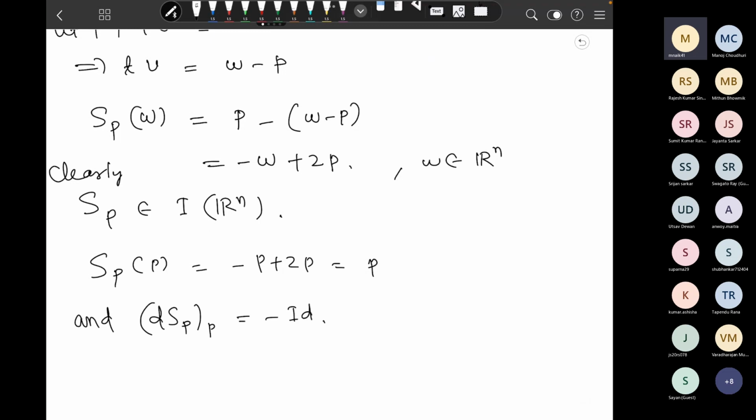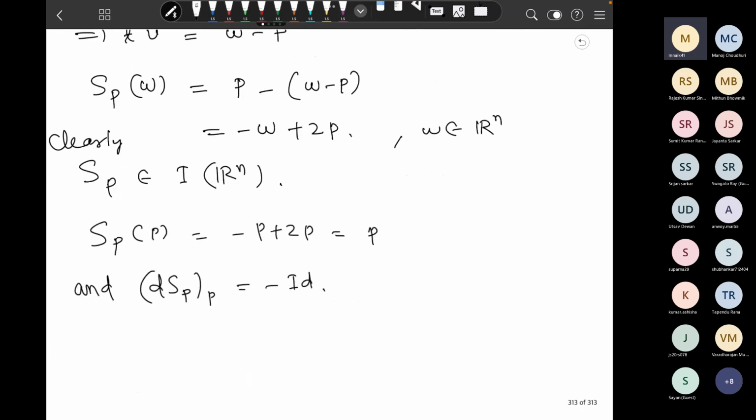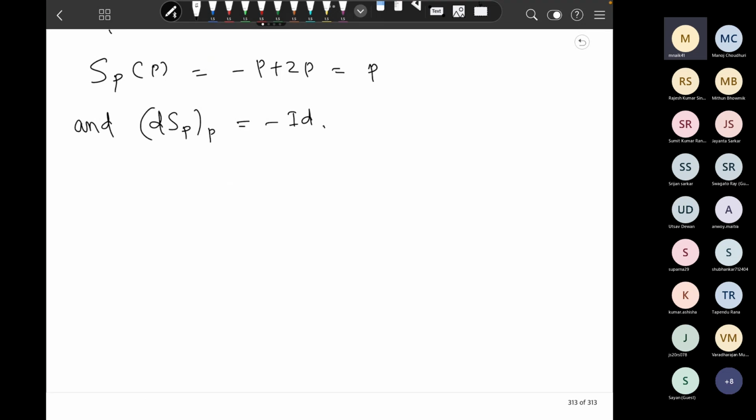So you can directly, since we know the explicit isometry group of Rn, easily conclude that SP belongs to I(Rn). If you do not know the isometry group, you can directly verify that. This is a fairly simple example, perhaps the simplest example. Okay, so now let us see the case for B.